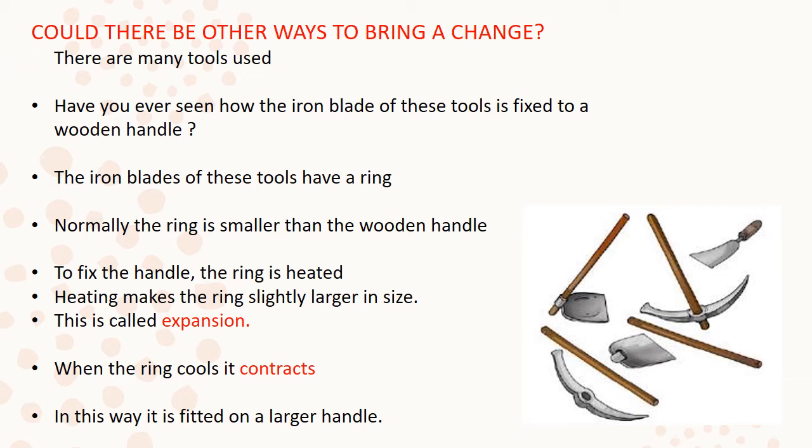To fix the handle, the ring is heated. If you want to fix this ring inside the handle, you have to heat it. So it is heated. Heating makes the ring slightly larger in size. Because of heating, the size of this ring is increasing, and this is called expansion. But when we cool it again, the ring comes to its original size. This is called contraction.